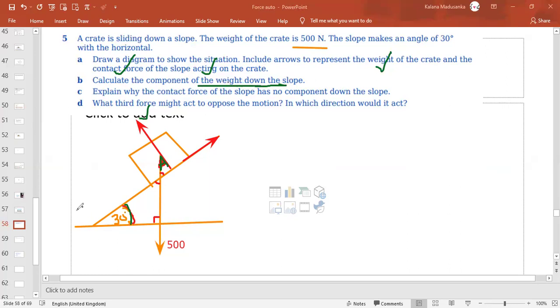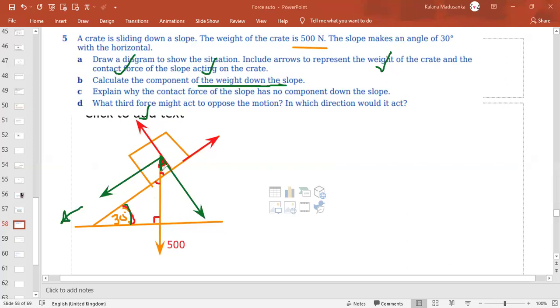Now, down the slope means this direction. Can you take a component to that side? Yes, of course. You can just take the component like this, and again, you can split the weight into two components like this. Then you can find out the values, right? Now you have to give me the answer for this one.